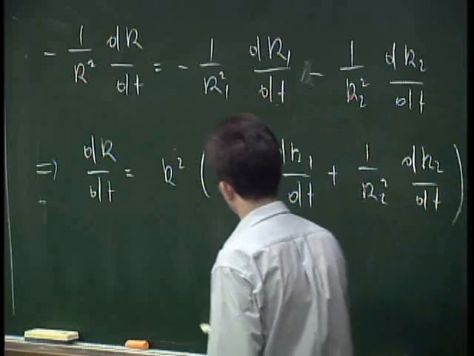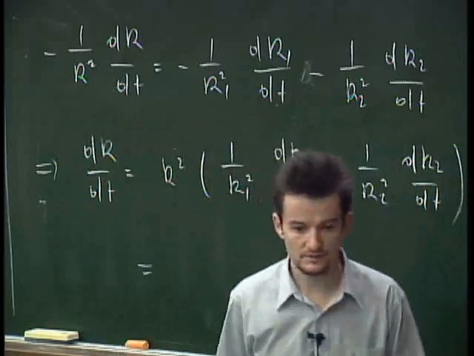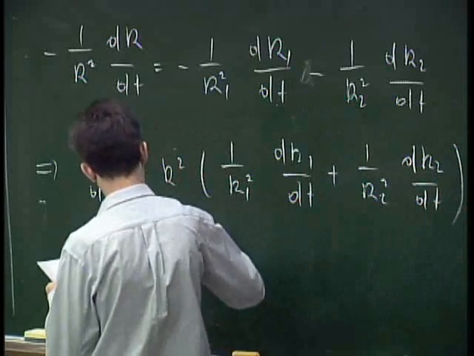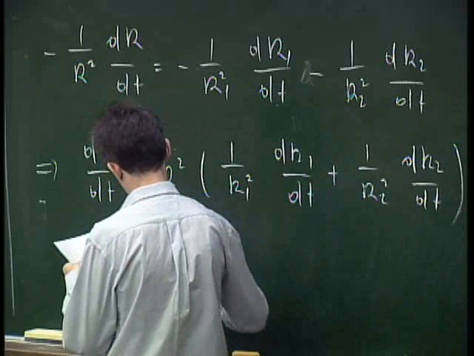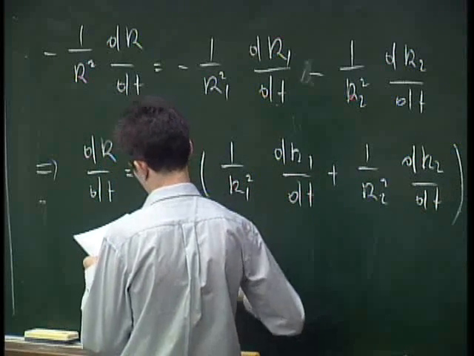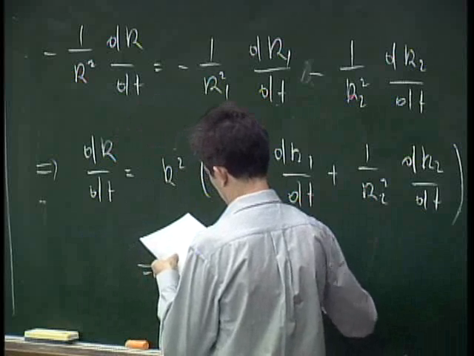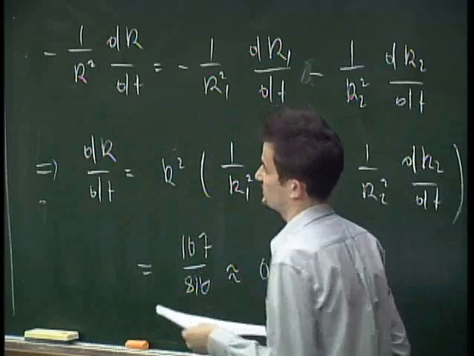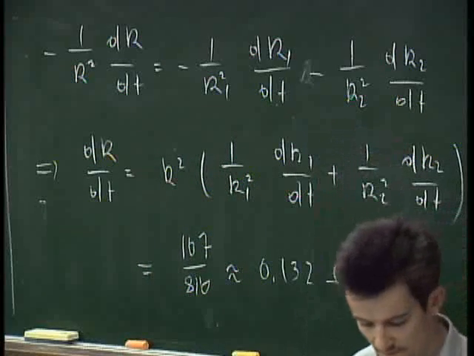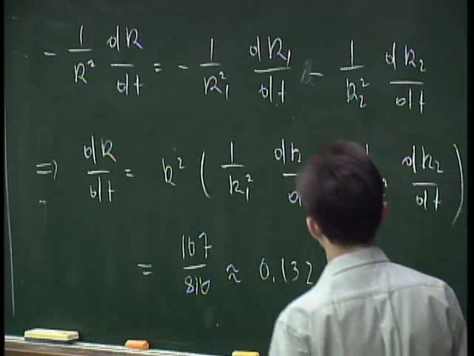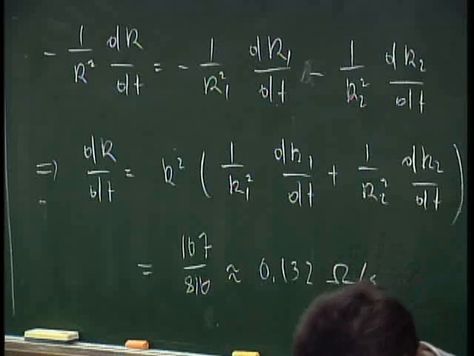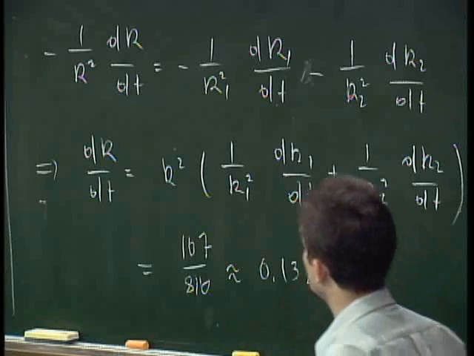Okay, and then we plug everything in, and we get the solution 107 over 810, which is 0.132 ohms per second. So this is the answer. Okay, so this is another easy example. Now maybe let's choose another one. Let's choose a final one. Let's choose 38.